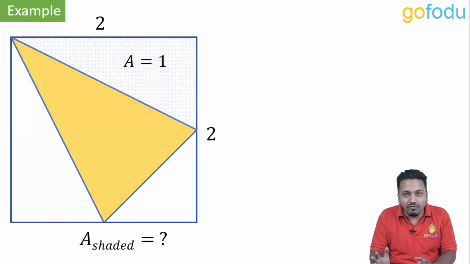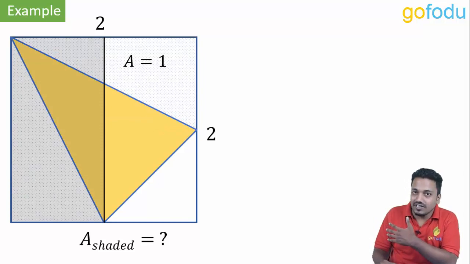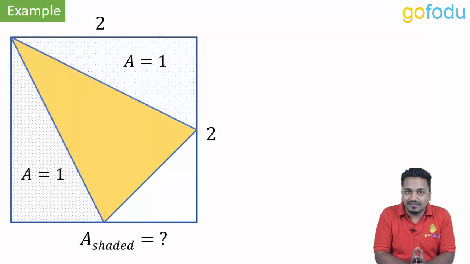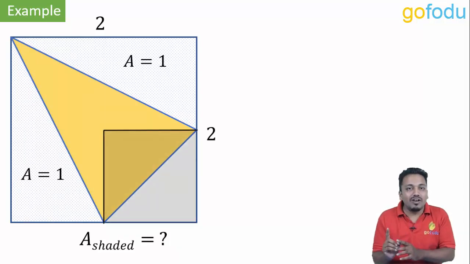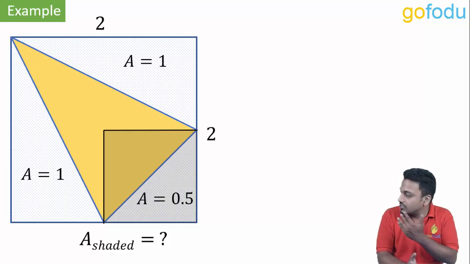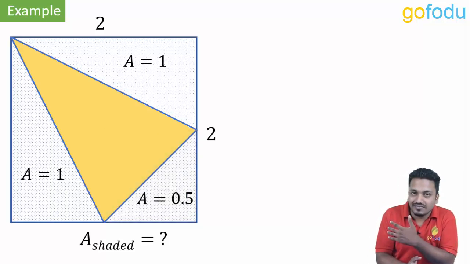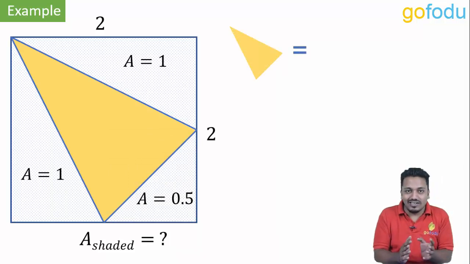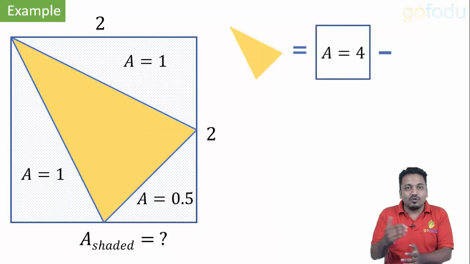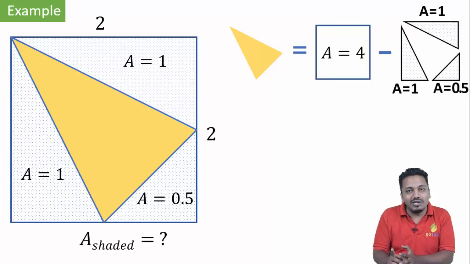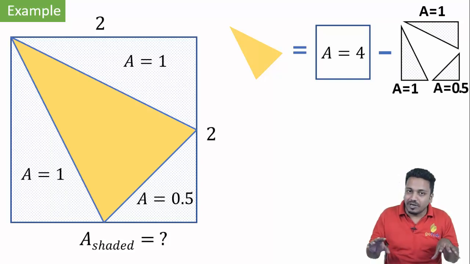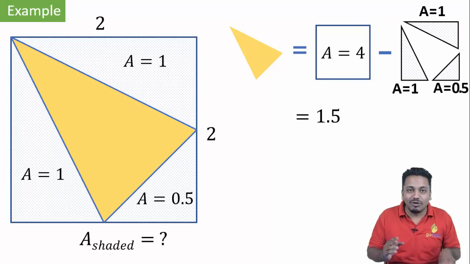Same process can be repeated for this empty space in the left. Area is 1 square unit, and if we make 4 squares, area of 1 will be 1 square unit and half of which will be 0.5 square unit. This is the non-shaded area, right? So shaded area is total area of the square, that is 4 units, minus the non-shaded area, that is 1 plus 1 plus 0.5. So this brings the total required area to 1.5 square units.